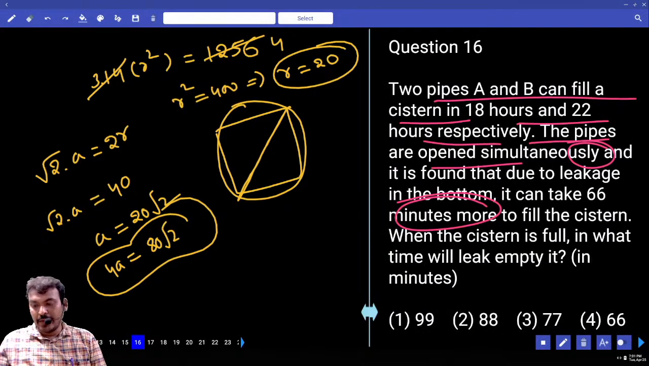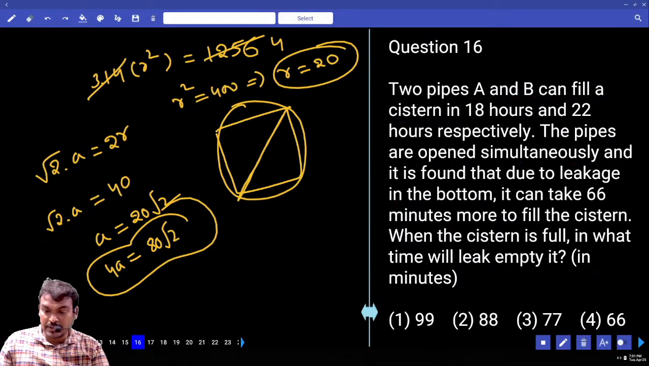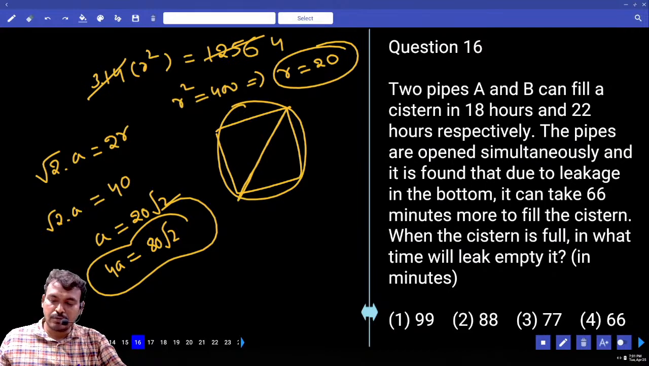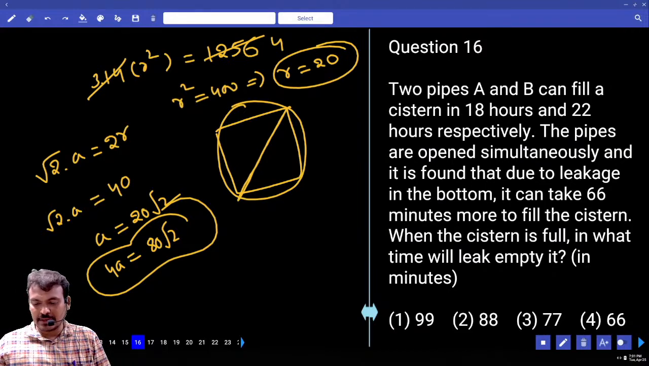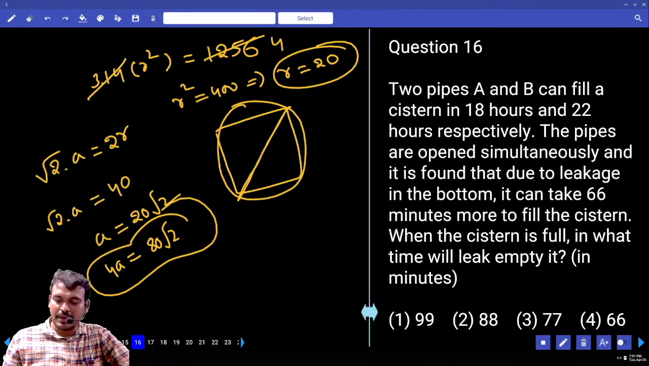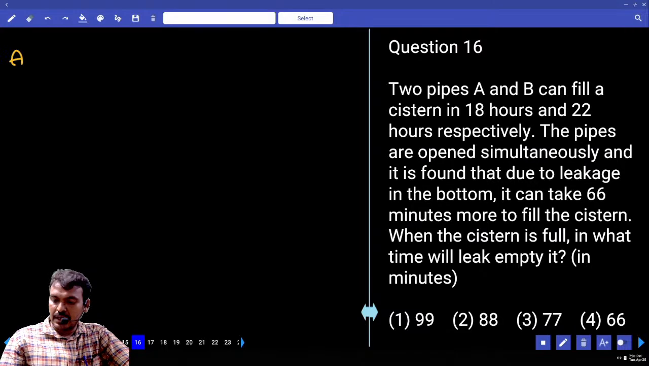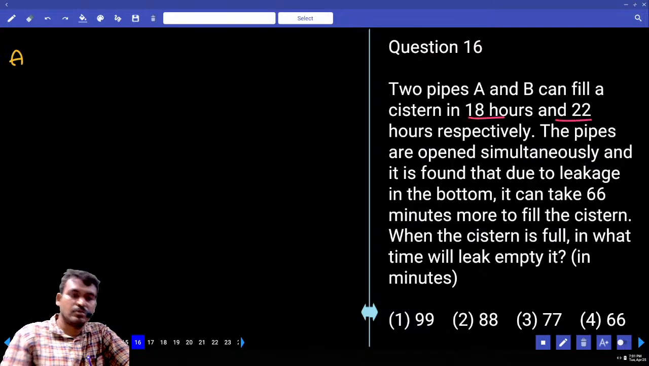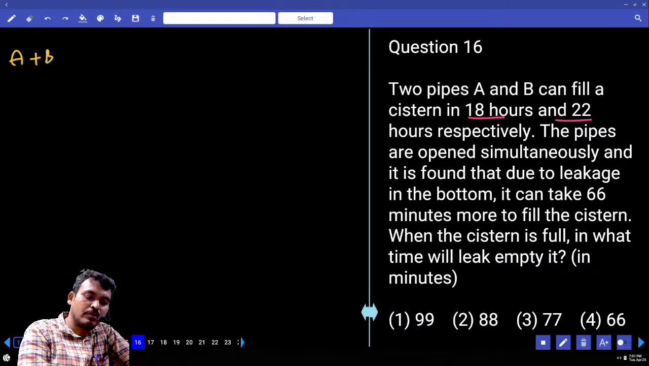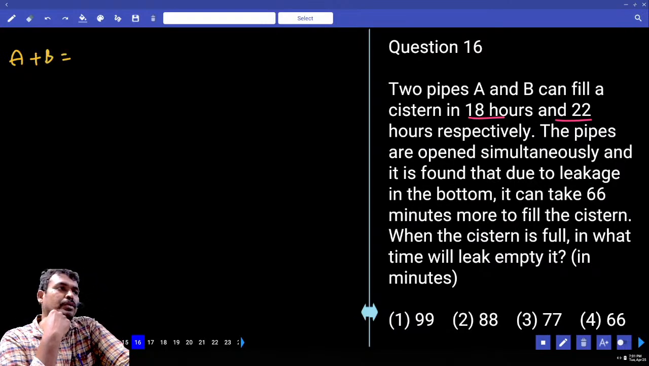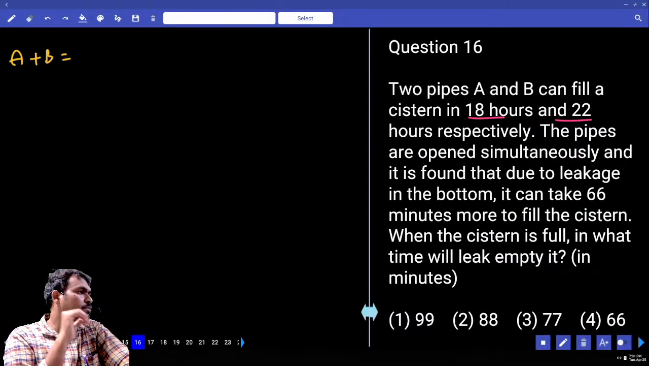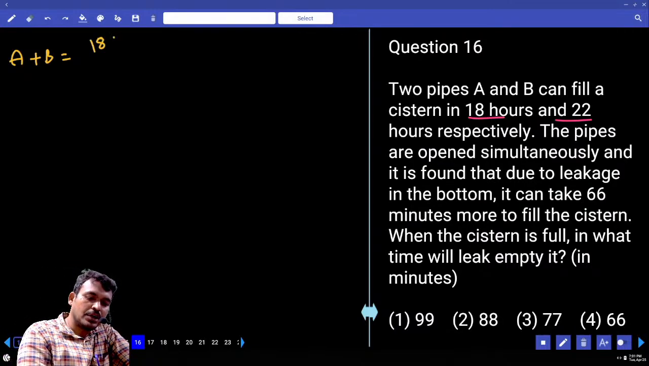16. Two pipes A and B can fill a cistern in 18 hours and 22 hours respectively. The pipes are opened simultaneously and it is found that due to leakage in the bottom, it takes 66 minutes more to fill the cistern. When the cistern is full, in what time will the leak empty it? First of all, A alone and B alone can fill the tank in 18 hours and 22 hours. A and B together can fill the tank in how many hours? A and B together means product by sum or product by difference? Product by sum. 18 into 22 by 18 plus 22.